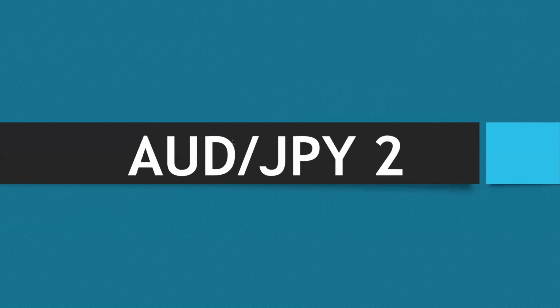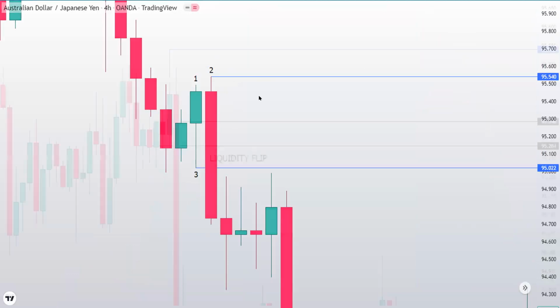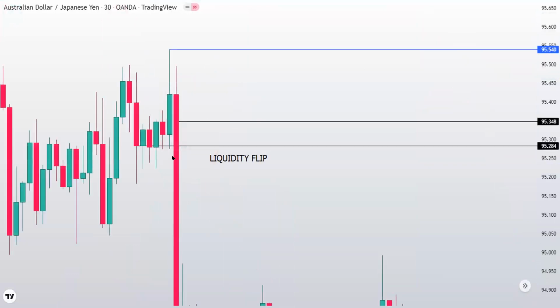Also, we have this Saudi JPY. We have this type 1 on 4 hours time frame. The market closed above, reacted below, reacted above, closed below. We have validation point here as usual. We have this validation point also. So this is the clear type 1. And when I come to 30 minutes time frame for my refinements, here I'm having my liquidity flip.